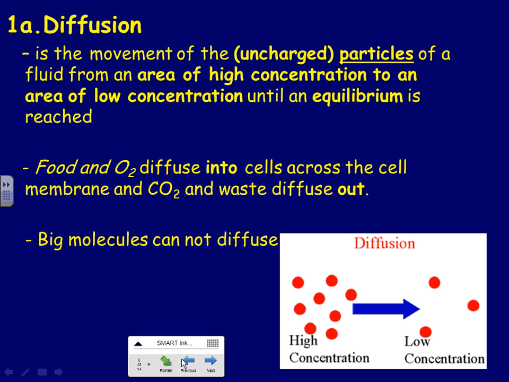Food and O2 diffuse into the cells across the cell membrane, and CO2 and waste diffuse out. Big molecules cannot diffuse. Diffusion is caused by the particles that the substance is dissolved in bumping into those other particles and moving them around.